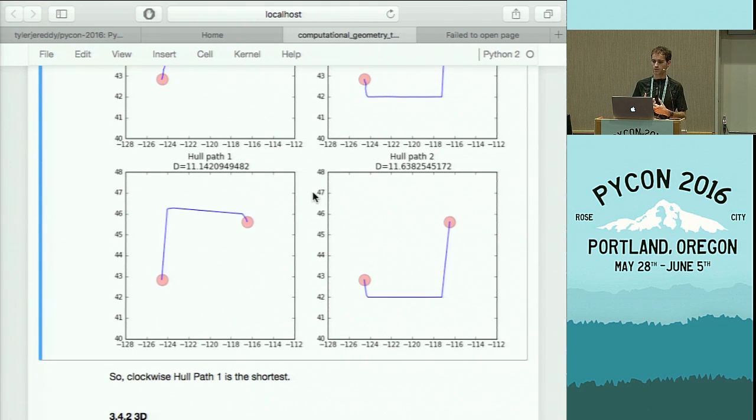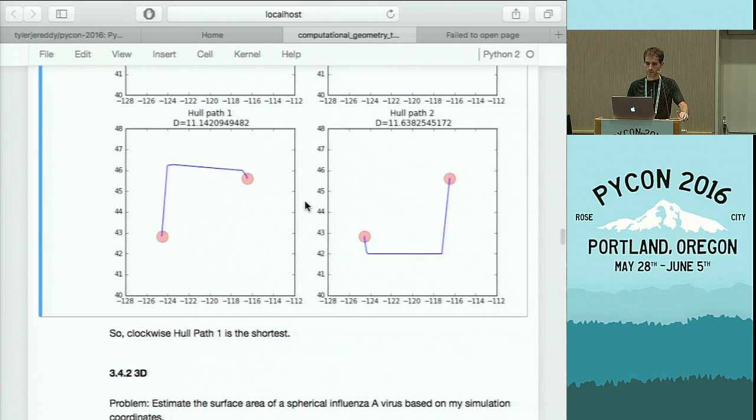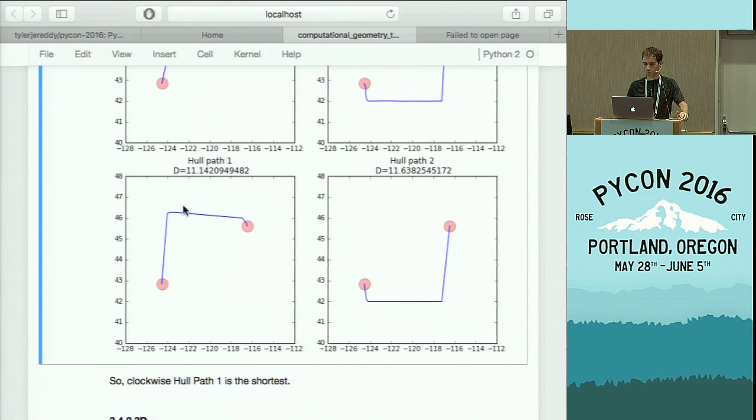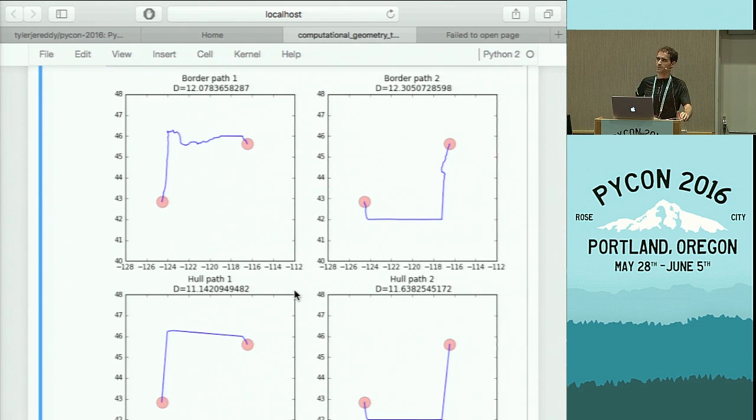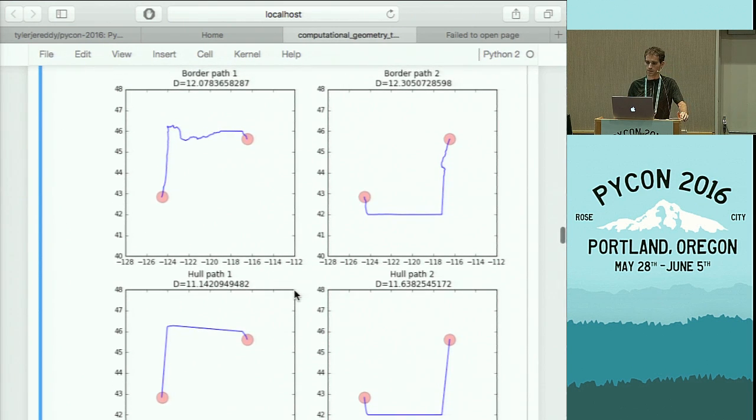So again, we get the indices of the points that form the convex hull back from the SciPy spatial convex hull class. And we plot. So it's obviously a much straighter route, and you might not necessarily intuitively guess that it would be shorter, but you can see here that actually both of the convex hull directions are shorter than either of the border paths.